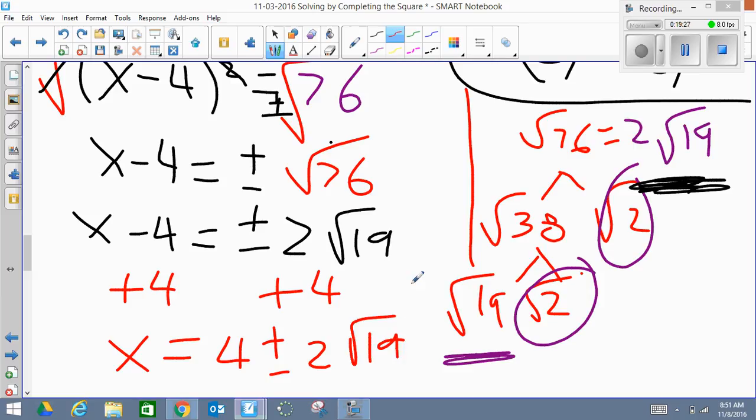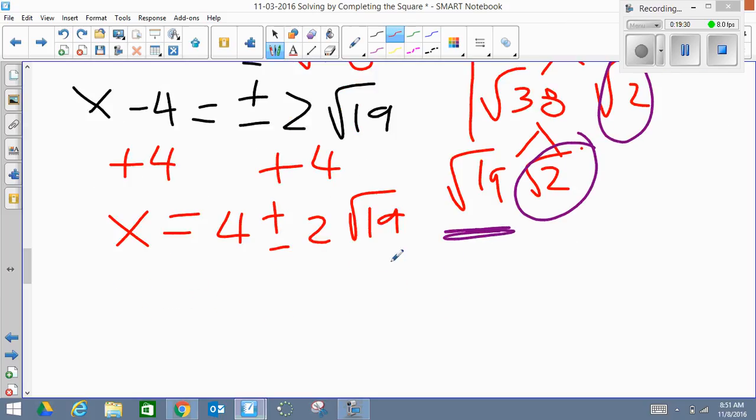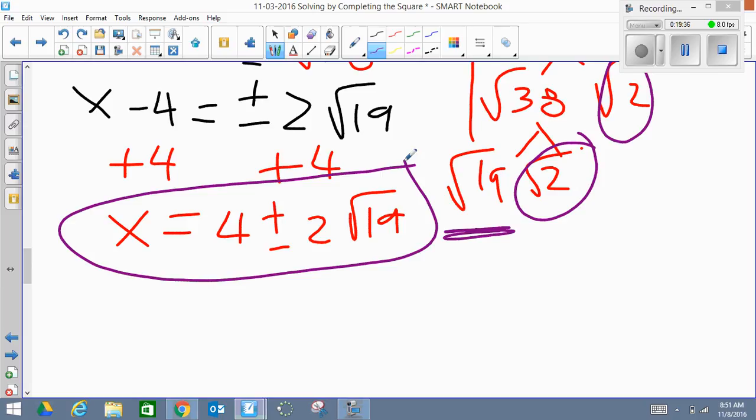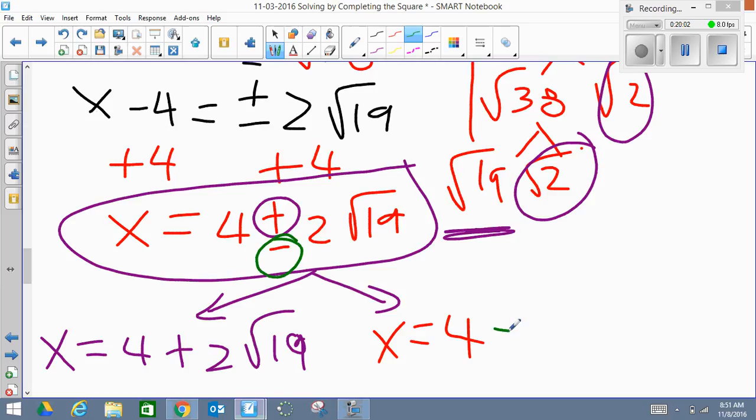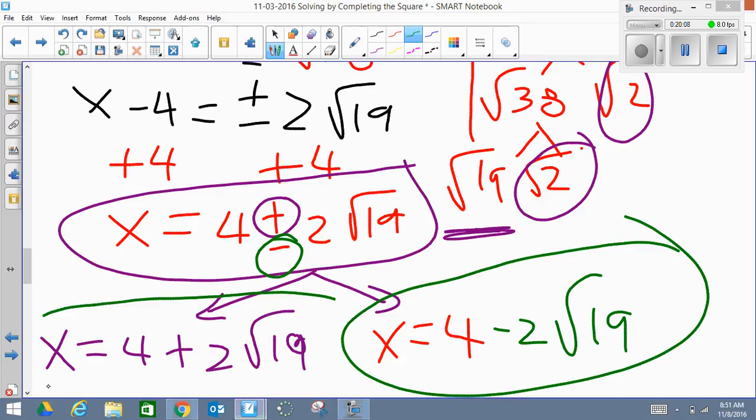Okay, remember, we have 2 answers on this. Some people will let you leave the answer like that with plus or minus, and some other teachers will request to get the 2 answers. So if they request the 2 answers, one answer is going to be with the plus, which is 4 plus 2 square root of 19. My second answer will be x equals 4, and now I'm going to use the minus, 2 square root of 19, and there you go, you got two answers right there.